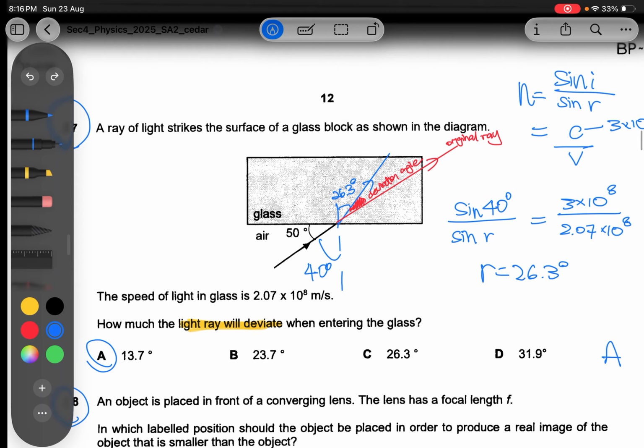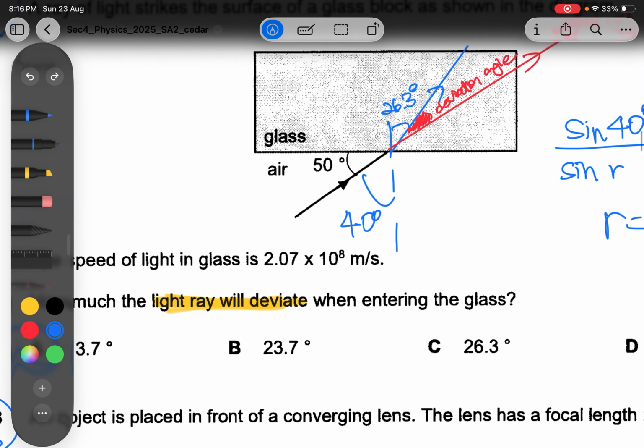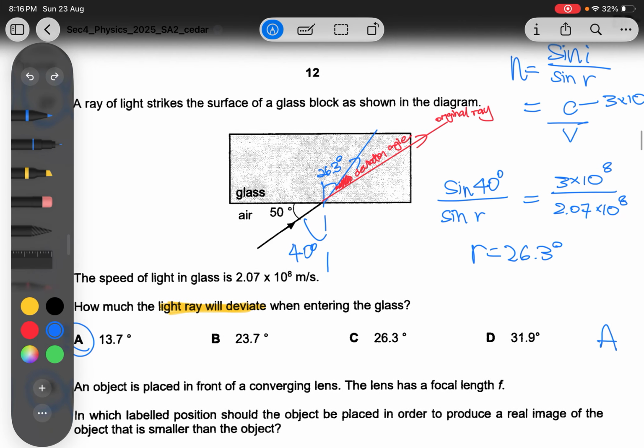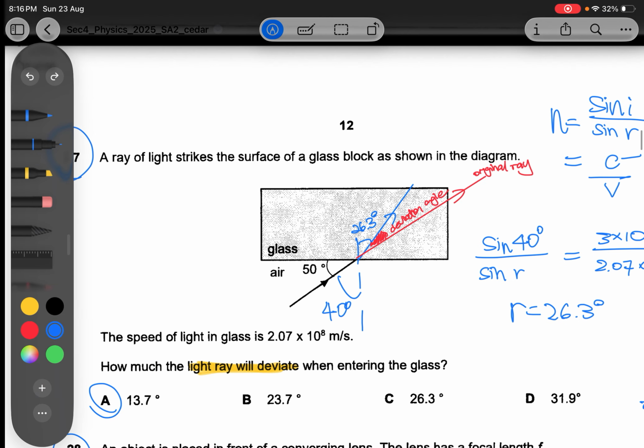I think this is where the majority of you will get stuck. The question is asking you how much does the light ray deviate. This is the key thing the question is asking. As you can see here, I have drawn the original ray in red. This is if there is no refraction. That's the original ray. So how much does the light ray deviate is basically asking you what is the change in the angle if it doesn't refract.